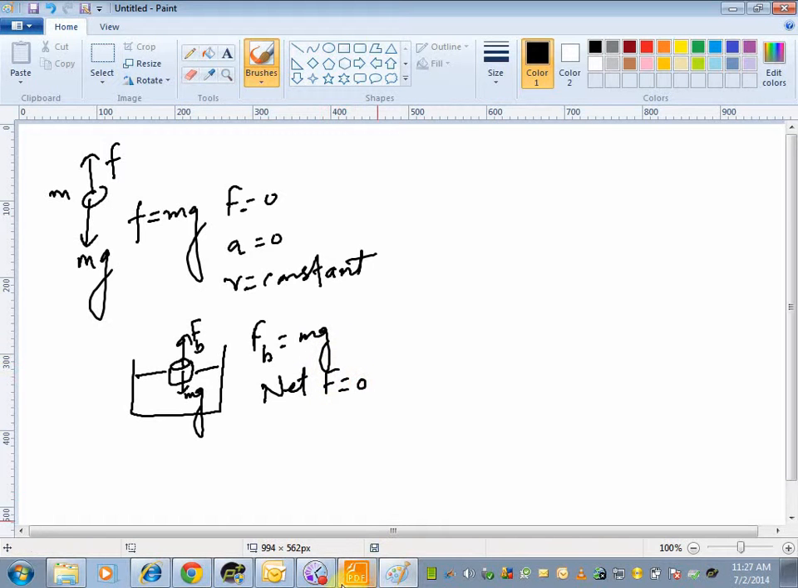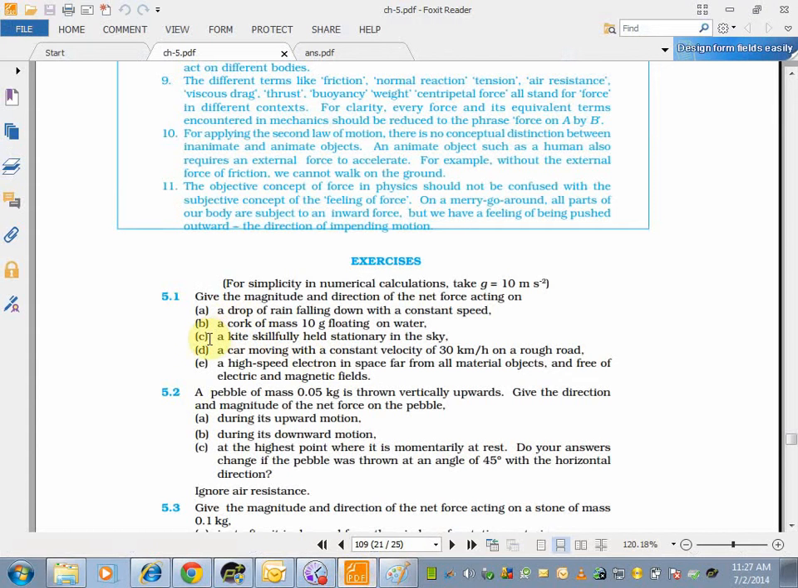Next part, that is C. A kite held stationary, again it is stationary, so I can say that the force is 0.